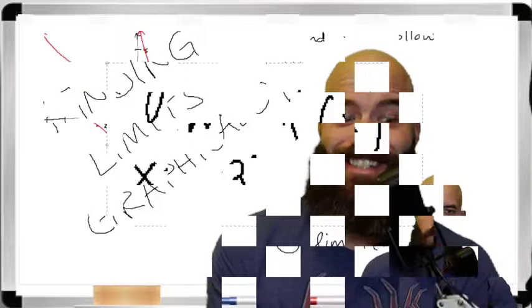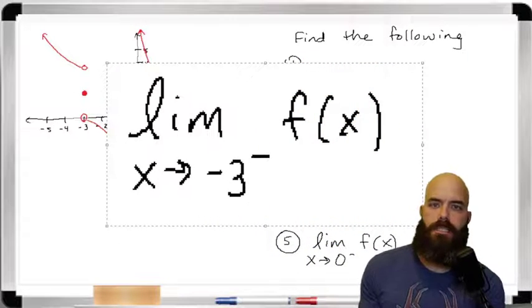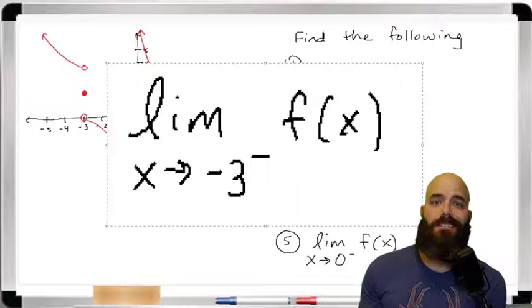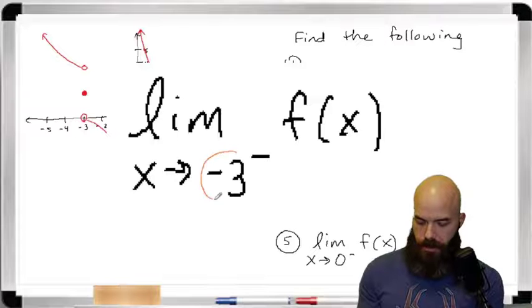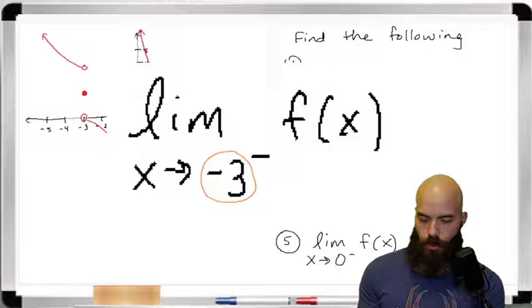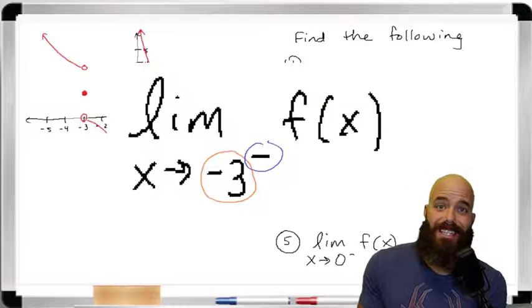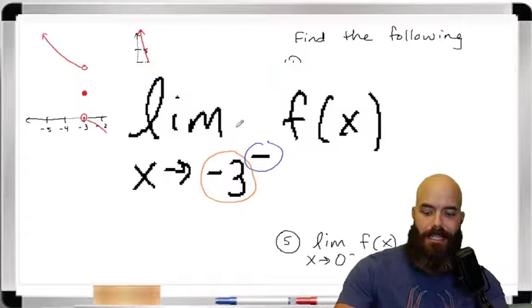So let's get started. Let's read what this notation is saying. This is saying, what is the limit as x approaches -3? So this is the x value that you are approaching. This symbol here means we're going to approach from the left side. So that is a left-sided limit.